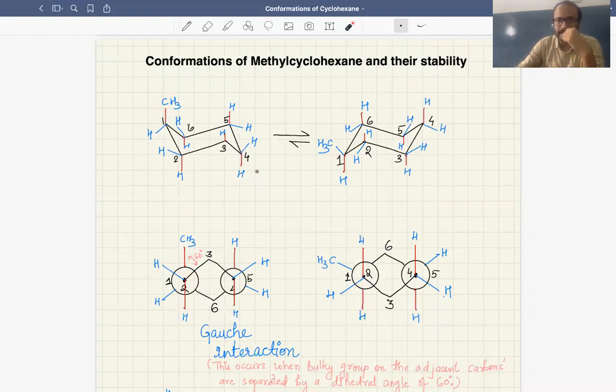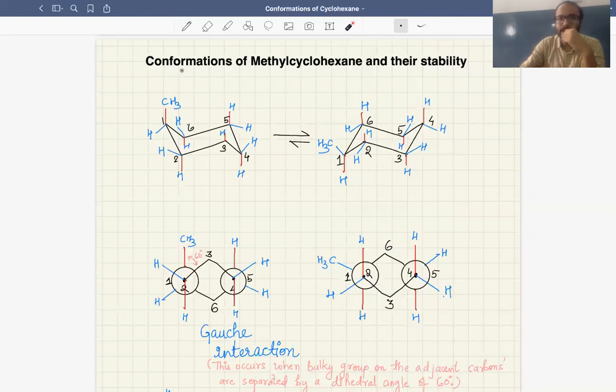So I asked you to look for why there is an inequality present in this case. Like, what is the reason why the conformation in which methyl group is in the equatorial position is more abundant than the one in which methyl group is in the axial position? So that is the question that was posed to you.